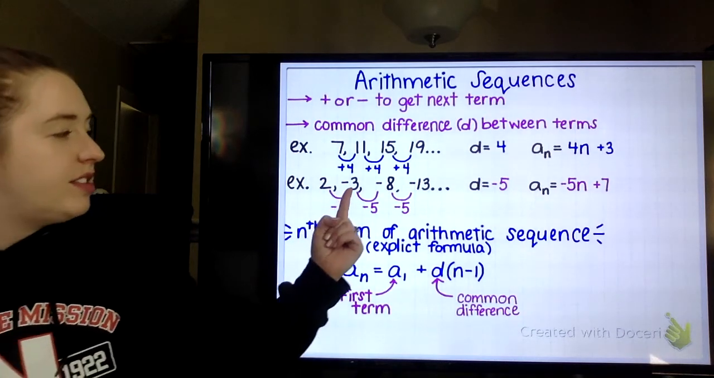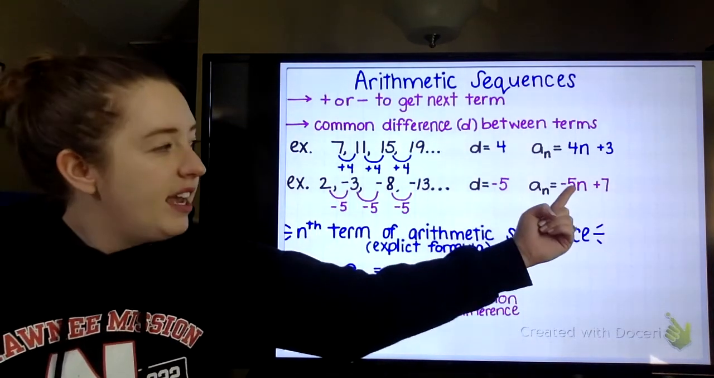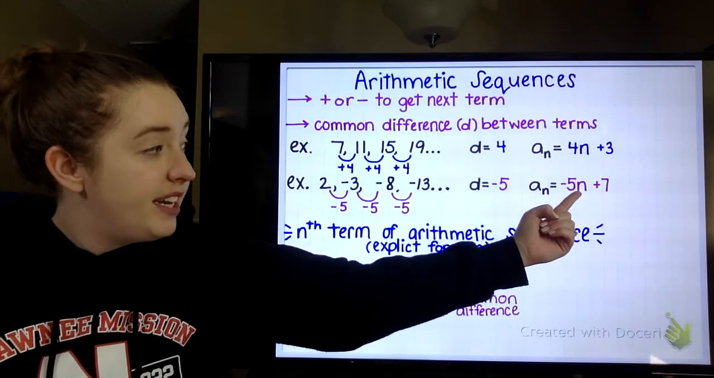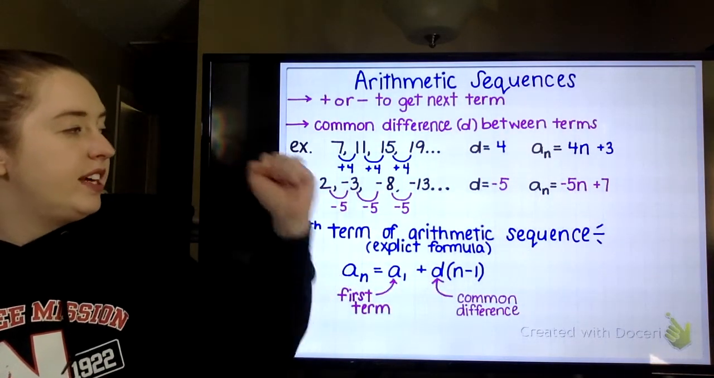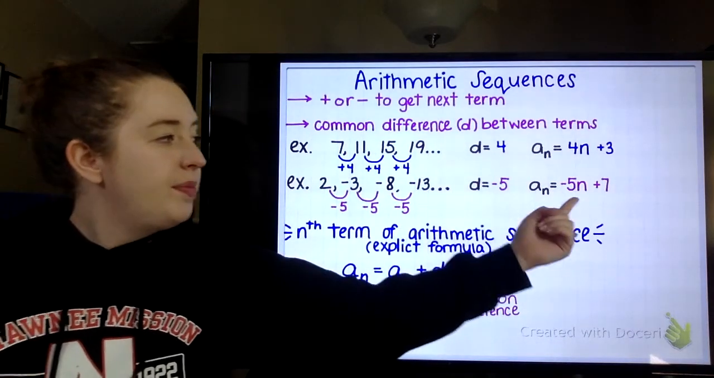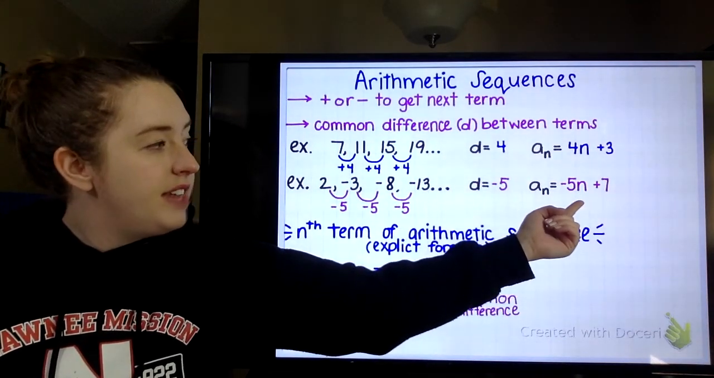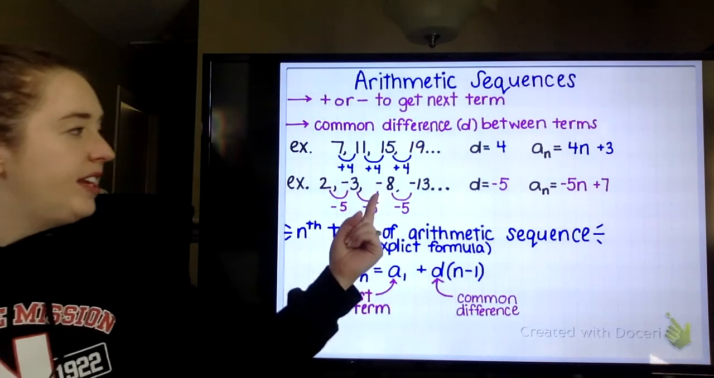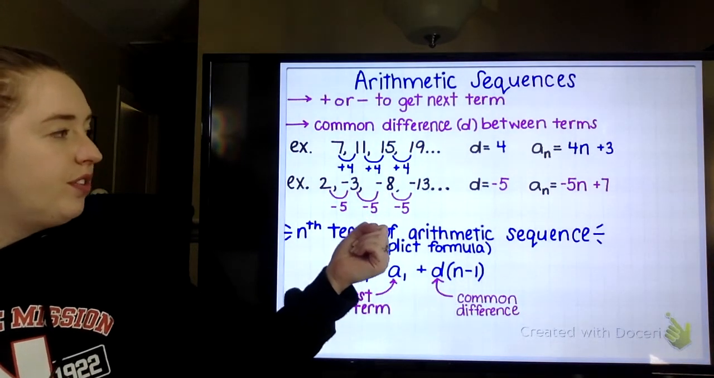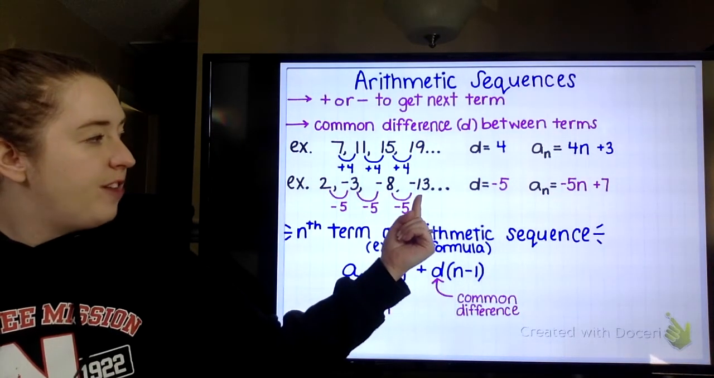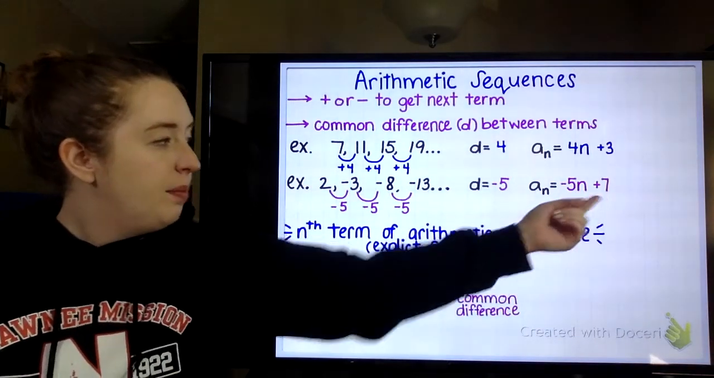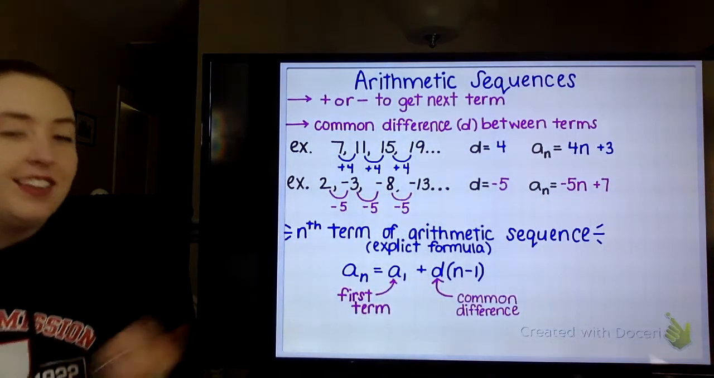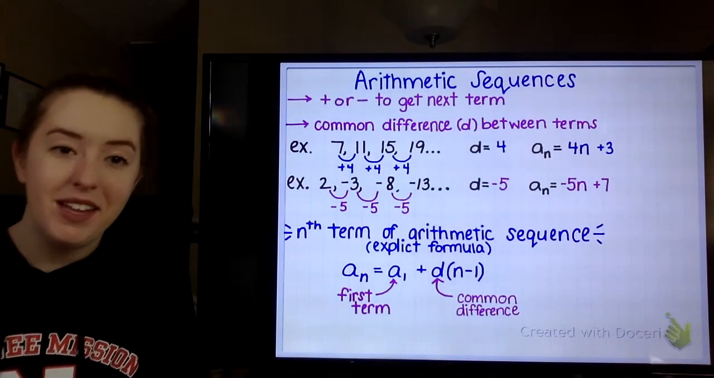All right, here's the second term. Negative 5 times 2 is negative 10. Negative 10 plus 7 is negative 3. Perfect. Here's the third term. Negative 5 times 3 is negative 15, plus 7 is negative 8. Beautiful. And then here's my fourth term. Negative 5 times 4 is negative 20, plus 7 is negative 13. So yay, I found my formula.